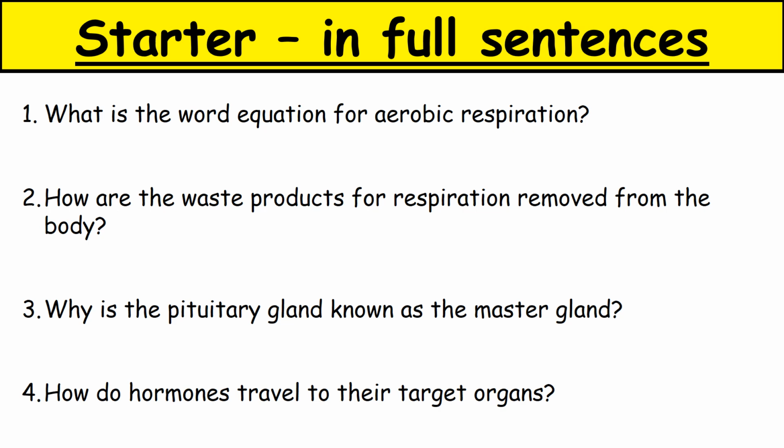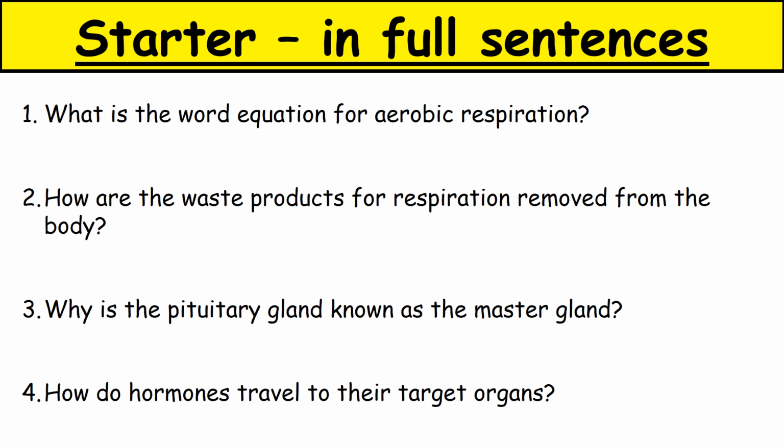So I'm going to start with these starters. You might want to pause this so that you can get the answers, and then you can self-assess after and see how you've got on. Number one is, what is the word equation for aerobic respiration? Number two, what are the waste products for respiration moved from the body? Question number three, why is the pituitary gland known as the master gland? And number four, how do hormones travel to their target organs?